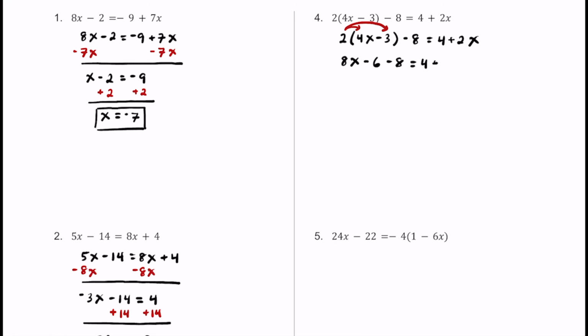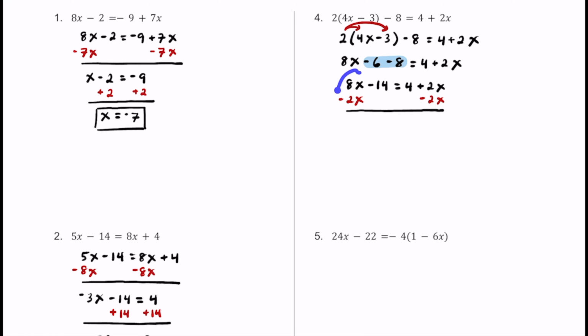to 4 plus 2x. At this point, let's combine these like terms on the left side before we do anything else. So keep this 8x, and then negative 6 minus 8 is negative 6 plus negative 8 if you add the opposite. So that's going to be minus 14, and that's equal to 4 plus 2x. Okay, cool. So let's see if we can move our x's together. So I'm going to take away 2x and take away 2x. Let's go ahead and do that.